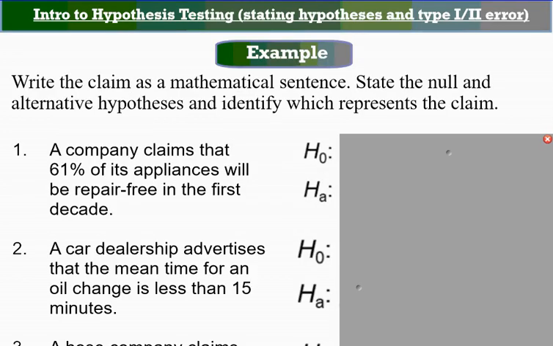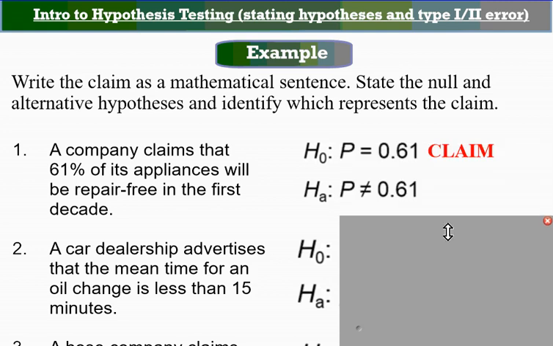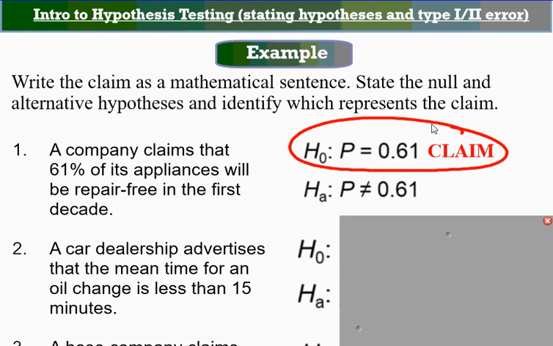The types of questions in this section are just getting you used to writing the two hypotheses. So write the claim as a mathematical sentence, state what the null is and the alternative, and identify which one represents the claim. So a company claims that 61% of its appliances will be repair-free in the first decade. Well, in this case, the null claim is that the proportion is equal to 0.61, 61%. The opposite of equal to is not equal to. So the alternative would be that it's not equal to 0.61, and the claim is this one. That's what they claim, that it is equal to 0.61.